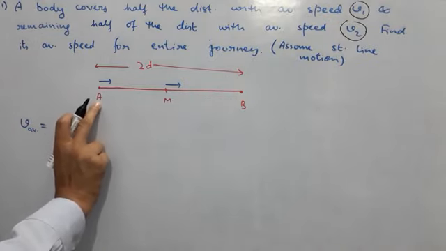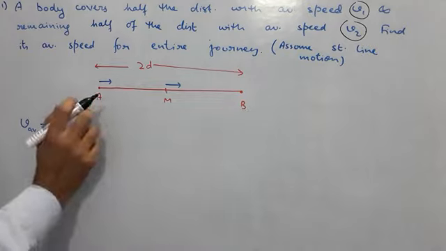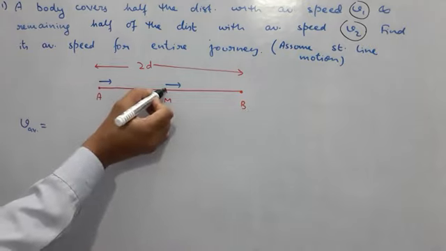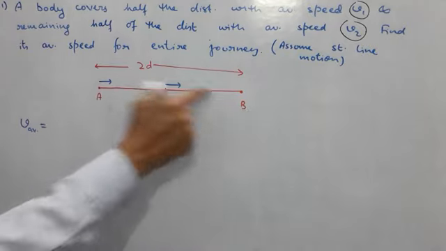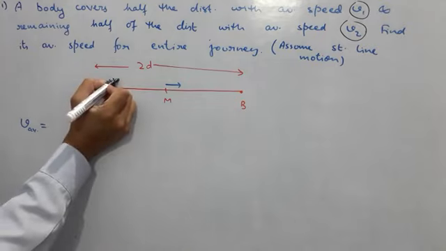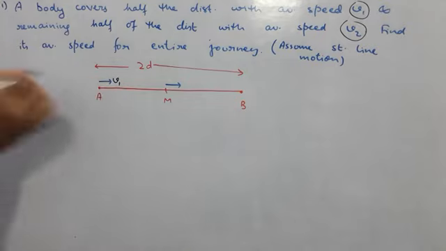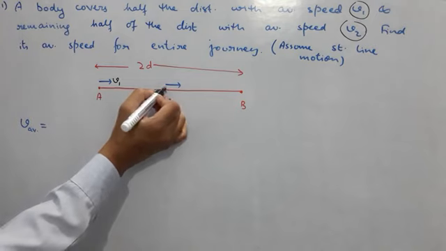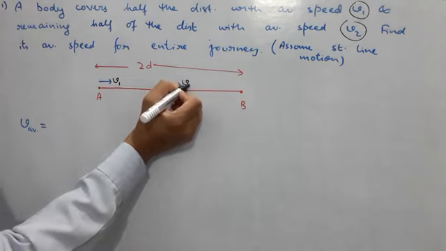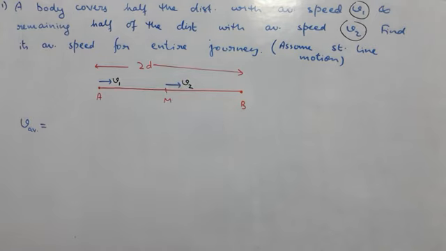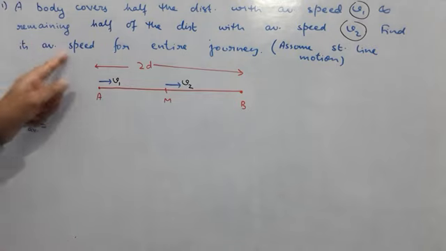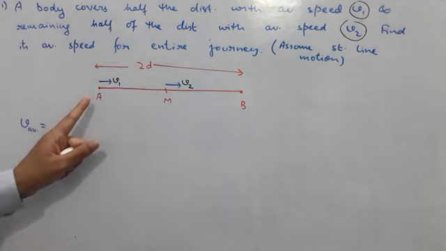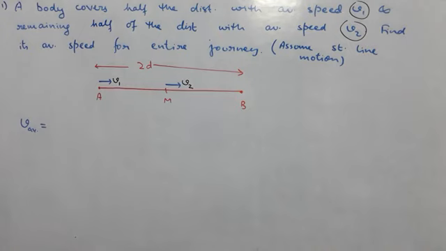So if the body is moving from A to B, it is given that it moves from A to M. What is M? M is the midpoint of the path AB. So this half of the distance it covers with average speed v1, and remaining half it covers with average speed v2. Find its average speed for the entire journey, that means from A to B.